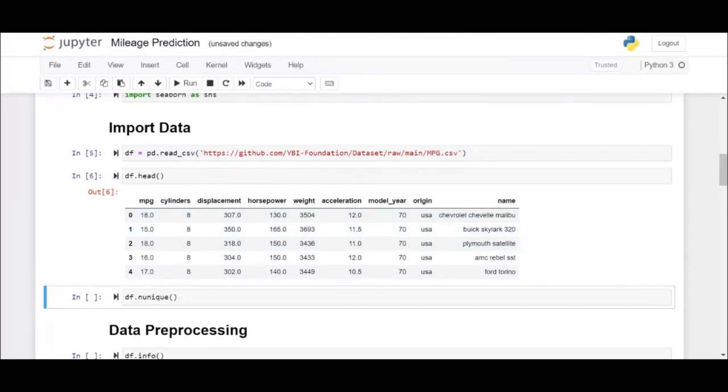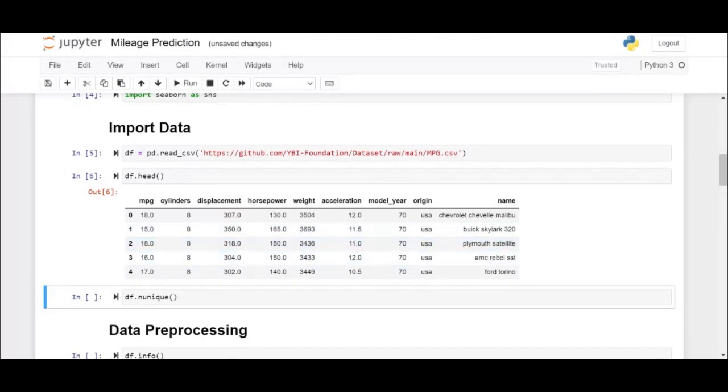This is the mileage per gallon, which is 18, 15, 18, and so on. Number of cylinders, displacement, the total volume of the engine, horsepower, the power of the engine, overall weight of the vehicle, acceleration, 12 seconds from 0 to 60, so how many seconds are required, model year, origin of the country, and the name of the vehicle, or the make of the vehicle.